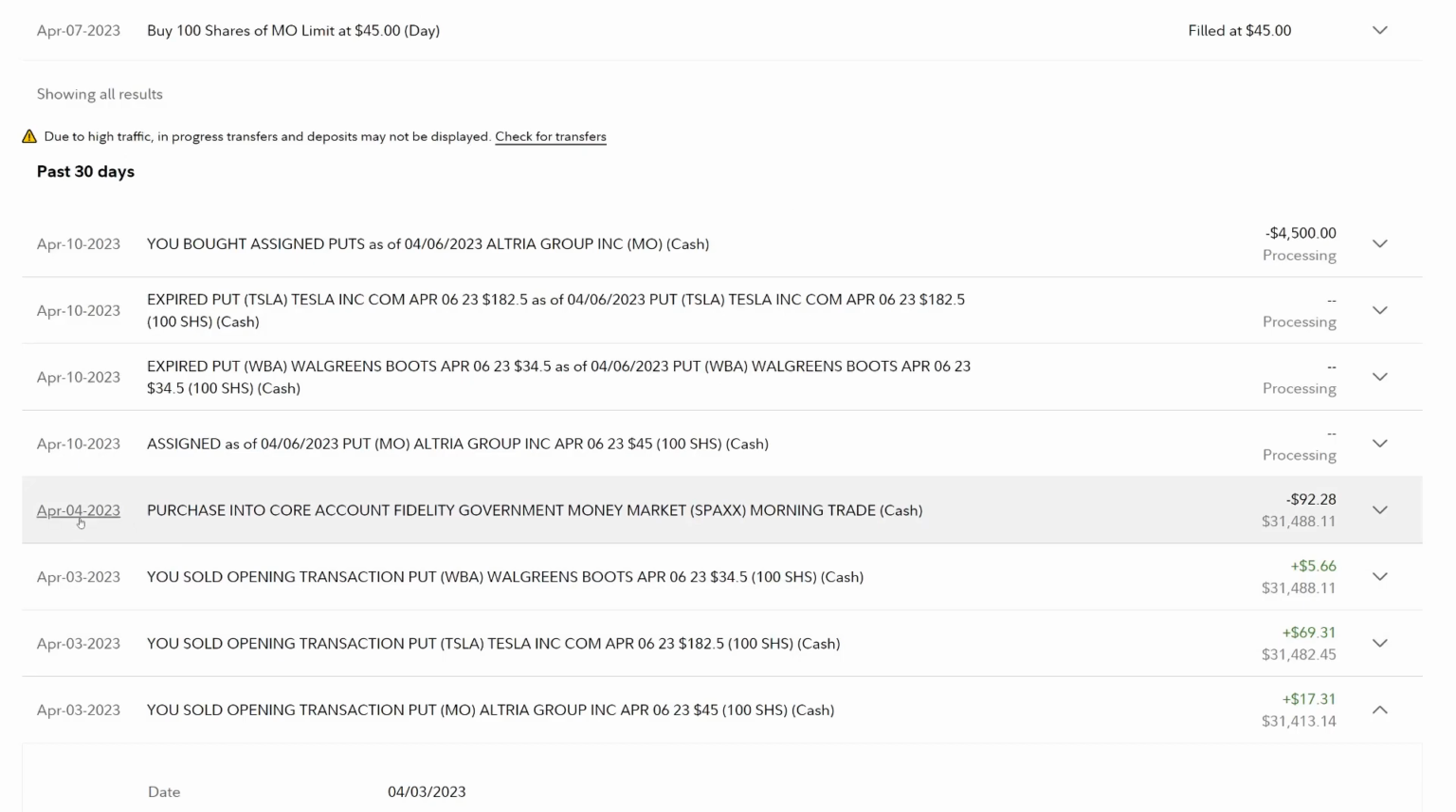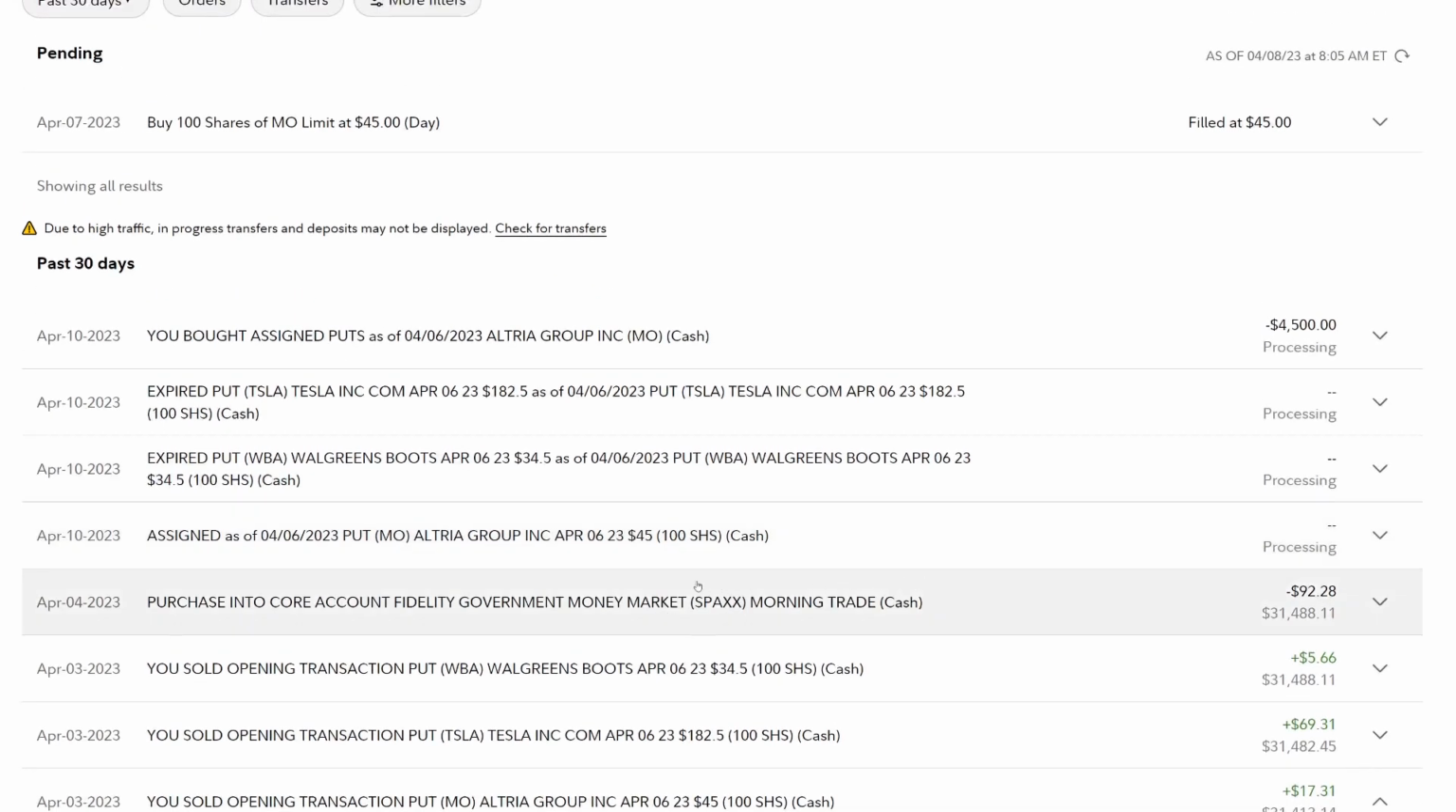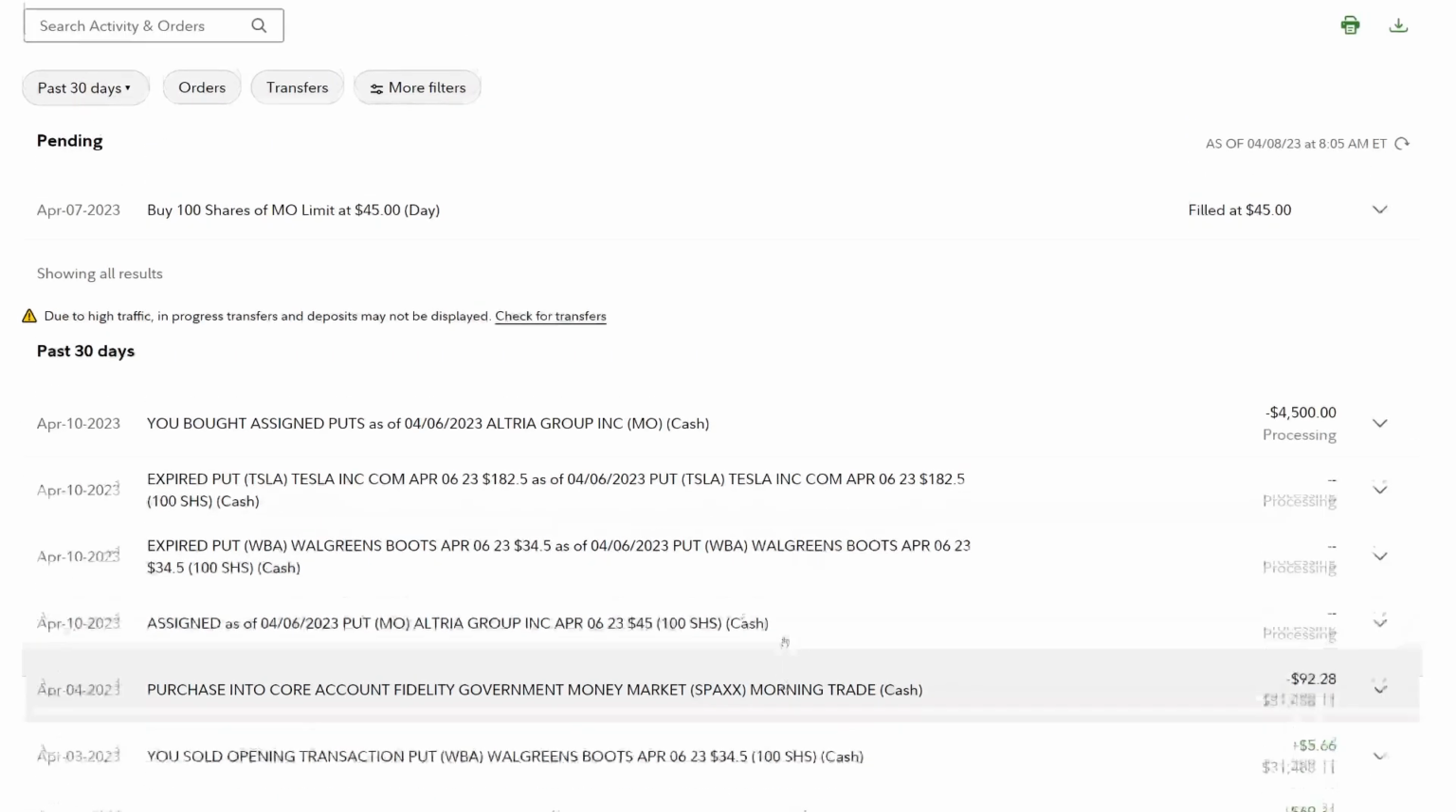But you'll see on the 4th of April, this was automatically done for us: $92.28, which I believe is all the premium we collected from selling these cash secured puts, got automatically reinvested into this money market account so that we could hopefully get some interest by the end of the month. That is something really nice that I like about it.